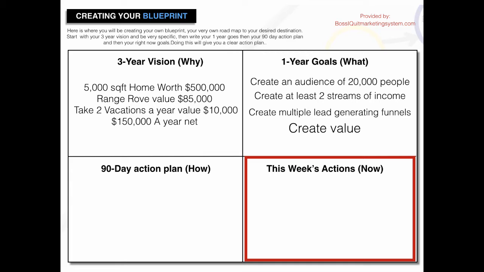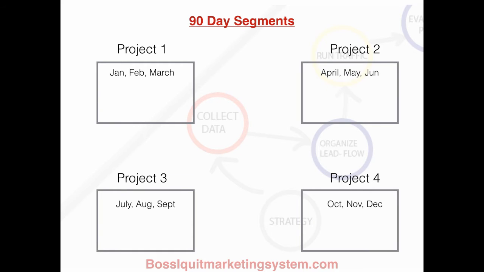And just also, I want you guys to understand that in the 90-day segment, you don't have to go like I have it here. I have Project 1, January, February, March, Project 2, April, May, June. It doesn't have to be in this order because you could be watching this video and it could be June, right? So if it's June, what you're going to do is take 90 days from June. So it's going to be June, July, August. That's your project number 1. Project number 2 is September, October, November. You get what I'm saying?